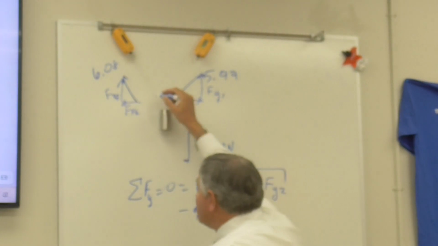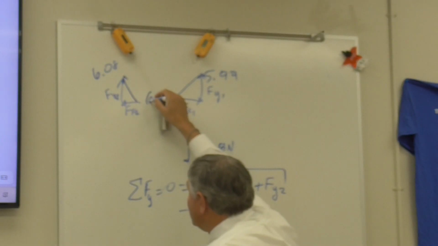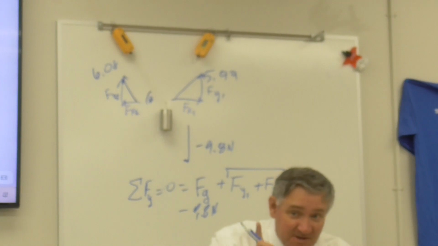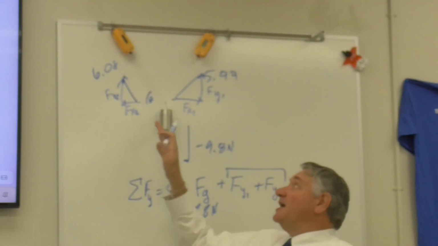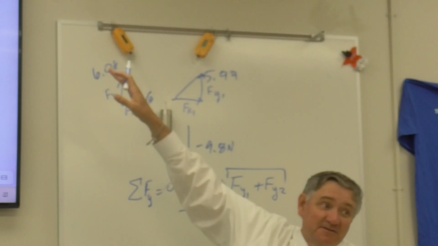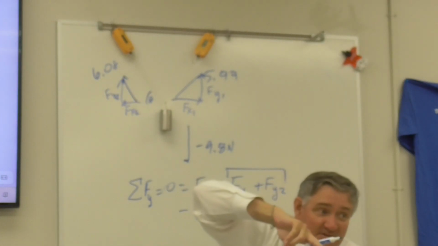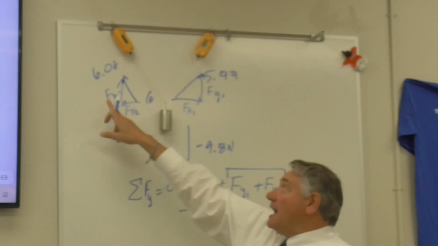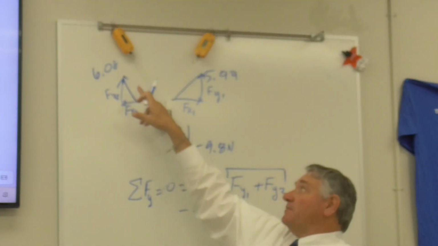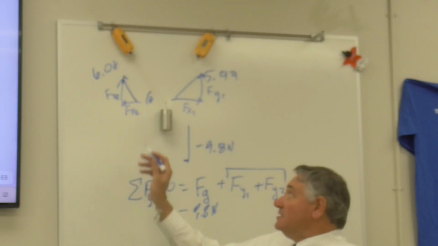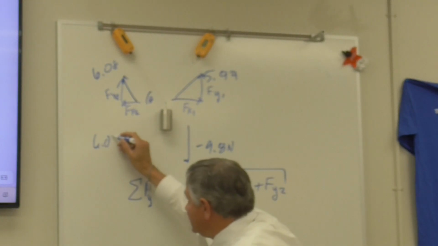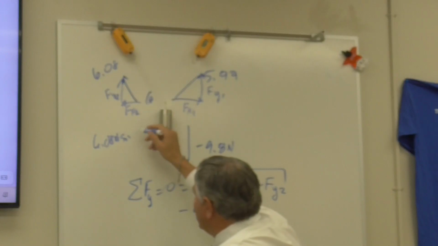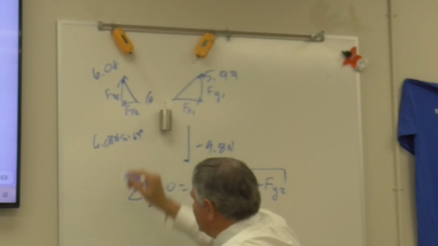But could you measure an angle? Yes. You can measure an angle, that's how we find it, and you know the hypotenuse. Trig functions to the rescue. So if you measured this angle, how could you find Fy2 knowing the hypotenuse? Sine. So in this case, I would take 6.08 newtons times the sine of, I don't know, 32 degrees, 64 degrees, whatever that angle is.